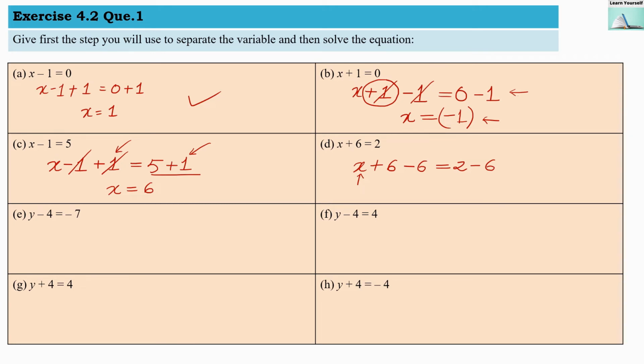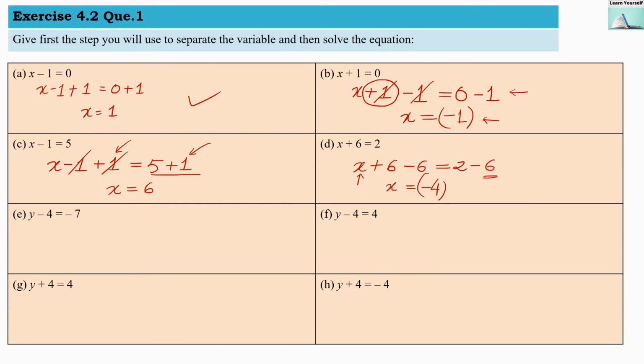So I got here x equals, now here subtraction is there but the bigger number has a minus sign. So I will get 4, but it will get the bigger number's sign. So it is going to be x equals minus 4.